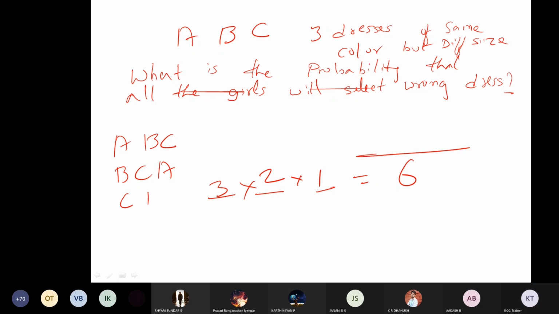Similarly, CAB is another wrong order. And there are totally only 2 wrong orders of distributing the dresses wrongly. That means 2 by 6, the answer is 1 by 3.